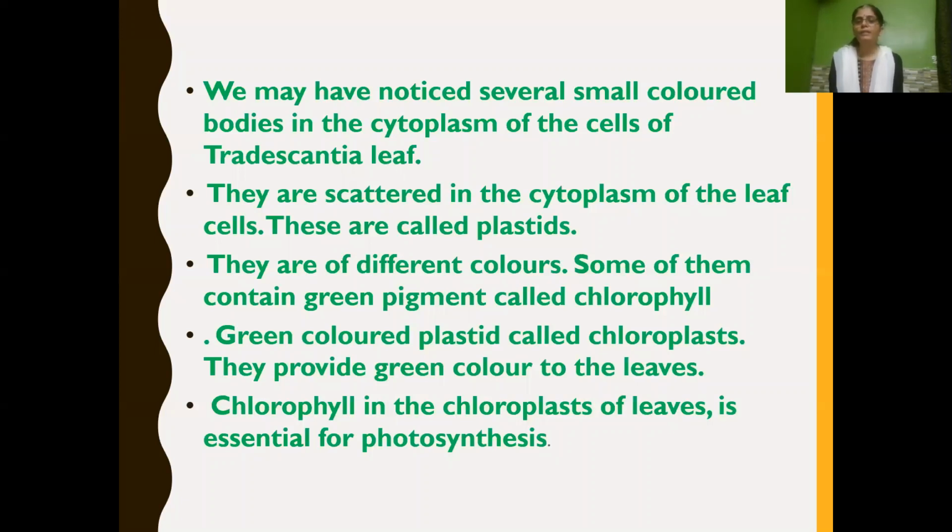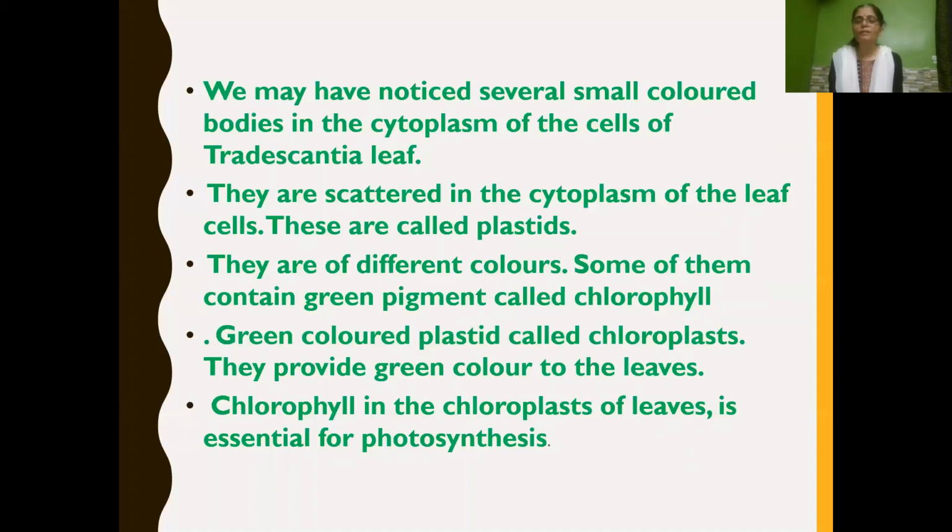And chlorophyll in the chloroplast of leaves is essential for photosynthesis. As we know, photosynthesis is a process by which green plants can make their own food. But children, what are plastids? Plastids are small colored bodies which are present in the cytoplasm of the cell. Especially, these plastids are present only in plant cells, and they are scattered in the cytoplasm of the leaf. If you observe a leaf, you can see the chloroplast.